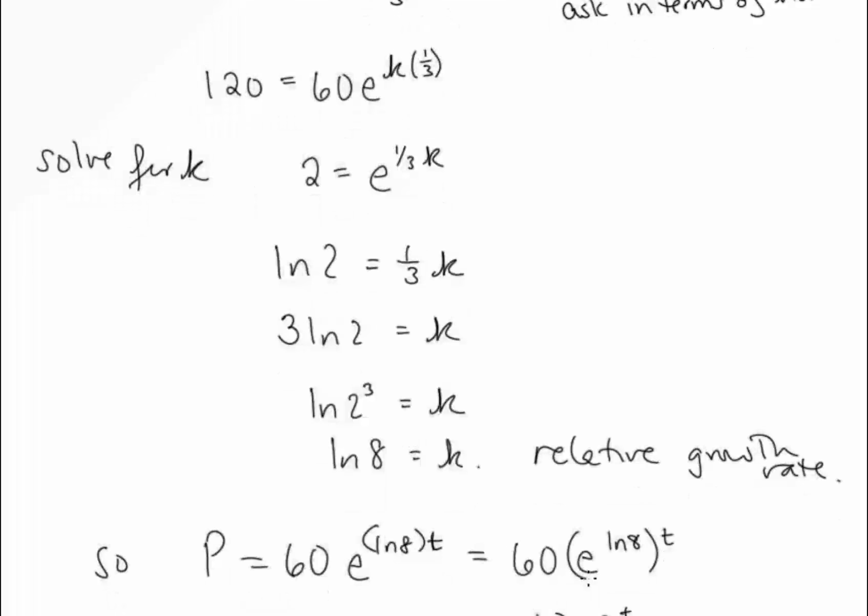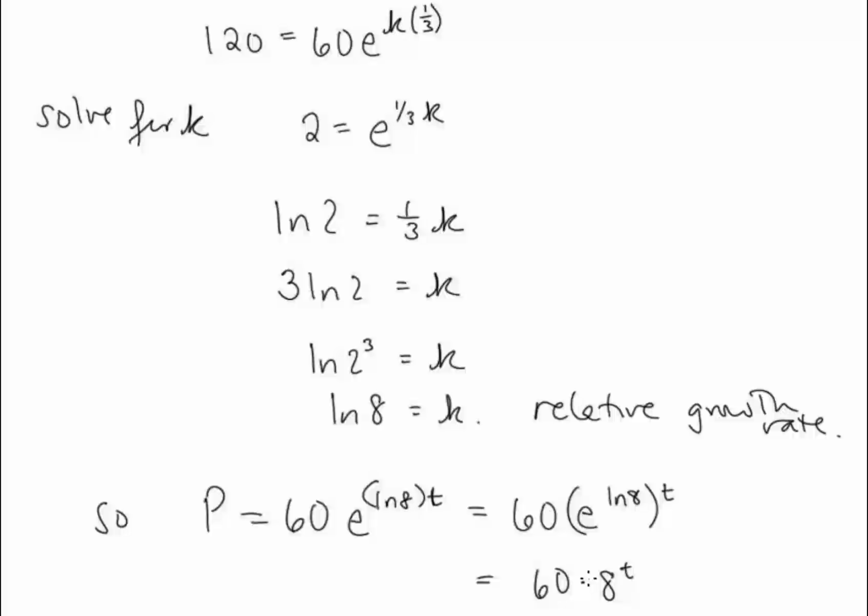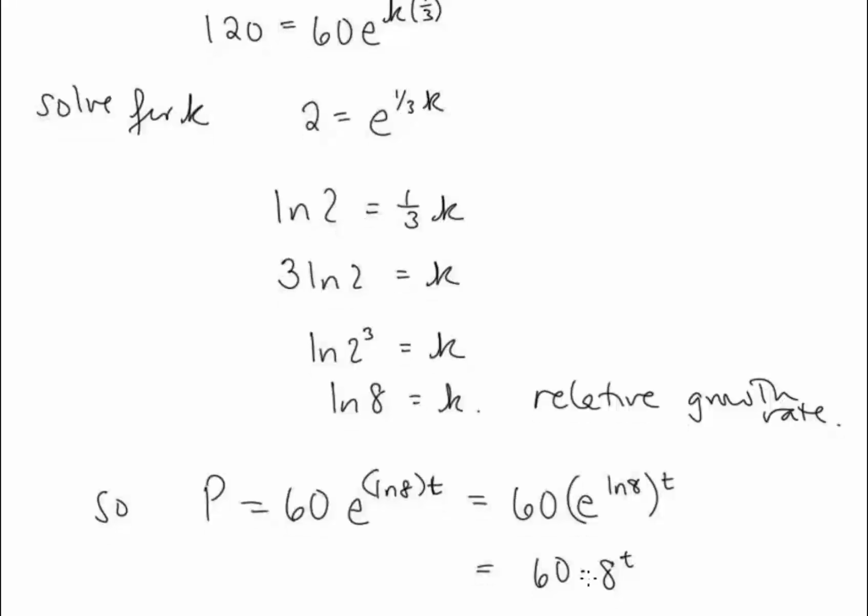So now we can put that k value back into our equation for p, the population, and P is equal to 60 e to the ln 8t. Now notice we could regroup and simplify here. E to the ln 8 is 8, so this becomes 60 times 8 to the t. Anytime you can make this kind of simplification with e to the ln of something, I'm going to expect you to do that for full credit. Also, keep in mind that this number, 8, is being taken to the t power.